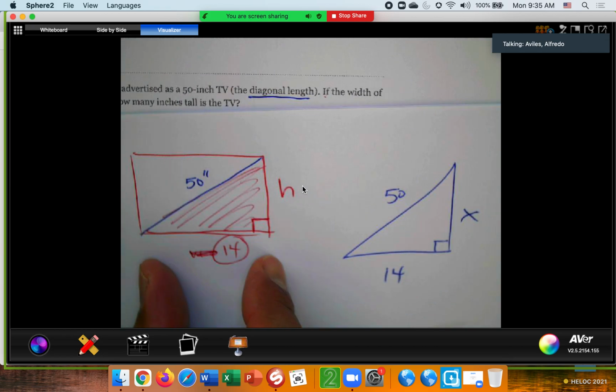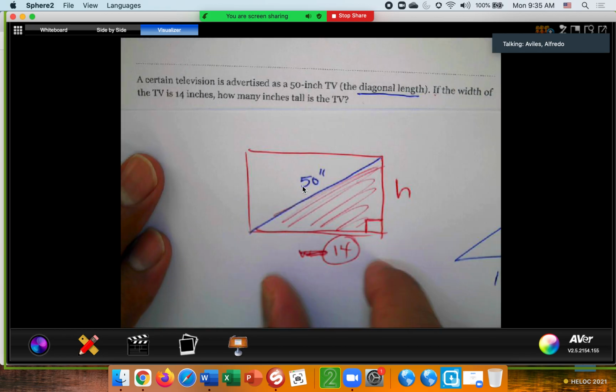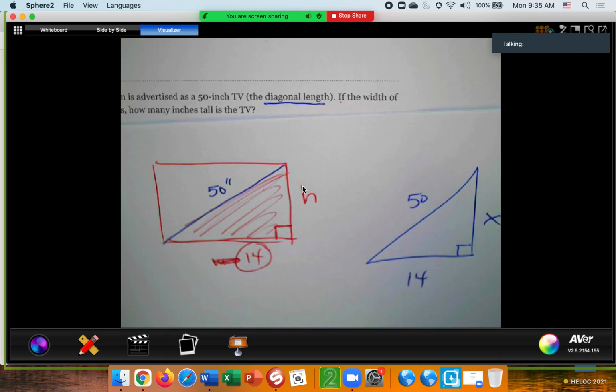Sometimes they'll give you the width, sometimes they'll give you the height and ask you for the width. But I think it's an easy Pythagorean Theorem word problem, and you guys can handle it. Okay, last one.